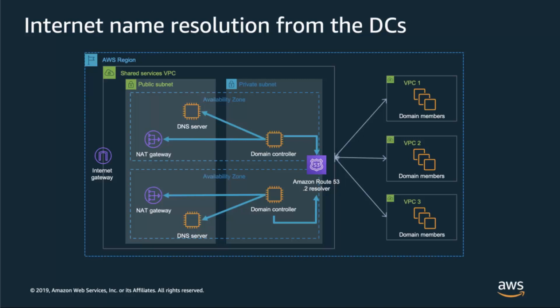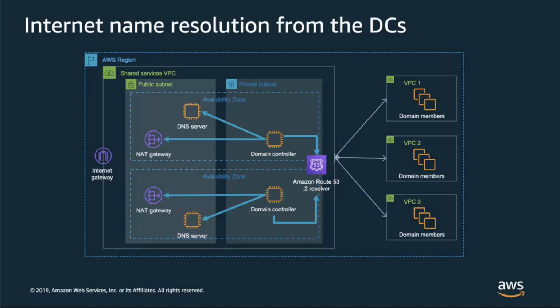So in this case, they're all pointing to the domain controllers for DNS, but the domain controllers need to access the internet for resolving internet names. And we have a number of ways of doing that. The first thing you can do is point the domain controllers to the .2 resolver.